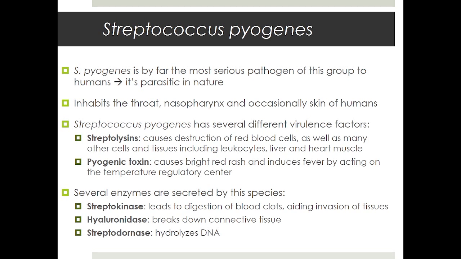There are a lot of very potent enzymes that are secreted by this species, like streptokinase, hyaluronidase, and streptodornase. You can see something like streptokinase is going to help get past some of our immune response mechanisms for containment, because our immune system will produce blood clots to help wall off infections from spreading. And these bacteria know how to just break through those barriers. Hyaluronidase can break down connective tissue. Streptodornase hydrolyzes DNA. So in all of these cases, these are very detrimental to the host.